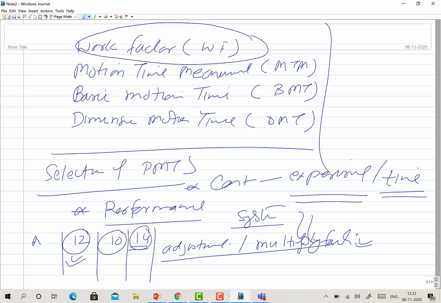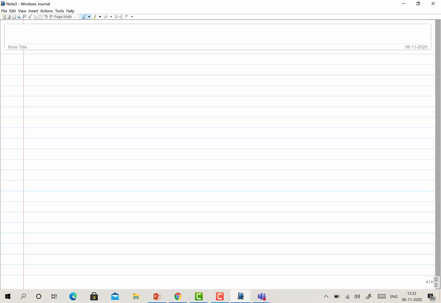So this is a little subjective in nature, as far as the identification of the multiplying factor is concerned, considering the performance rating of the different systems. Then there is another factor which is considered in the selection of the PMTS. So one is the cost, the second is the performance rating, and the third is the nature and type of operation.